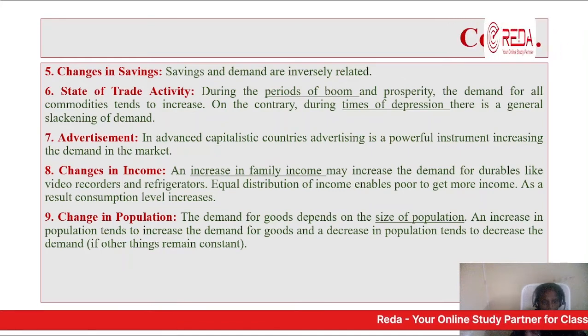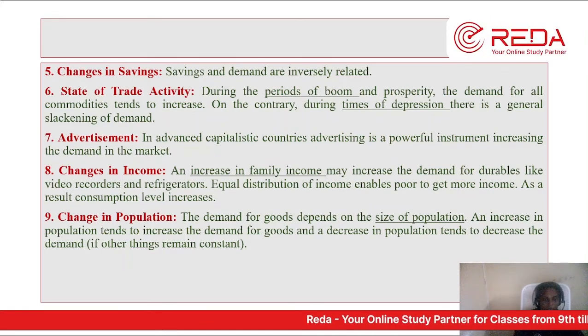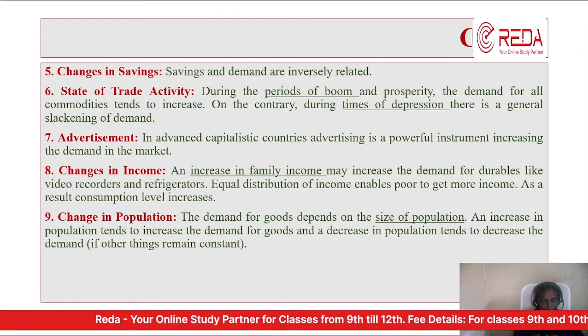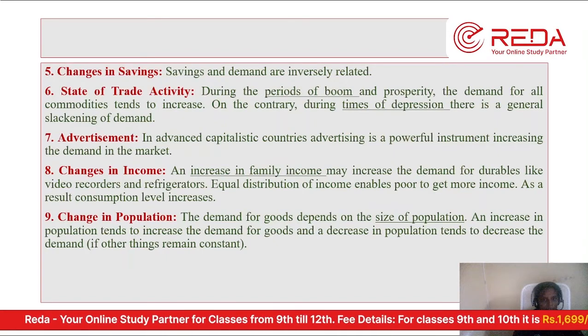Likewise, as a whole in the country, so many people are there and the population level is very high, so among them the demand for all the commodities is very high. At that time there will be a high level of demand among the commodities.